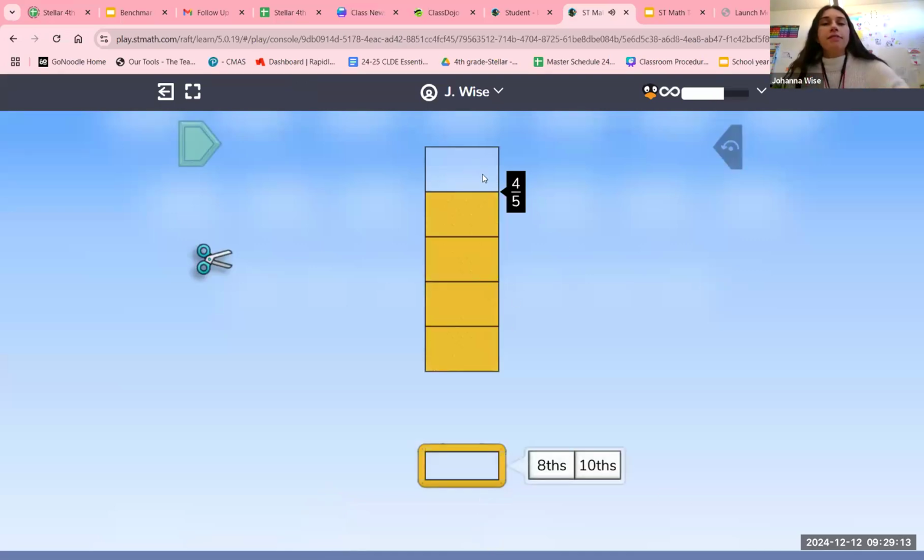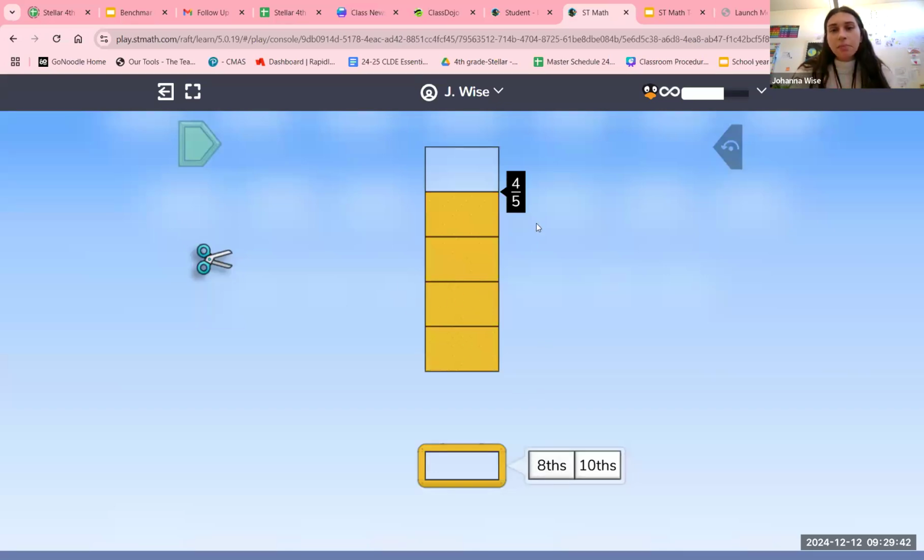So I have 4/5. I have 5 parts. 1, 2, 3, 4, 5. That's why it's my denominator. My numerator is 4 because 4 of those parts are filled in. Now, I need to figure out, can I make it eighths or tenths? Remember, it needs to be equivalent. It needs to be the same thing, the same amount filled up, just smaller pieces dividing it.